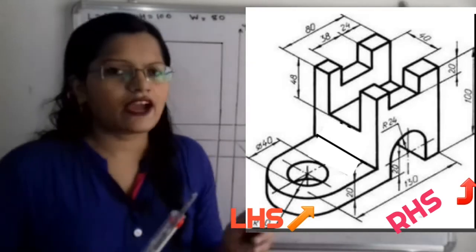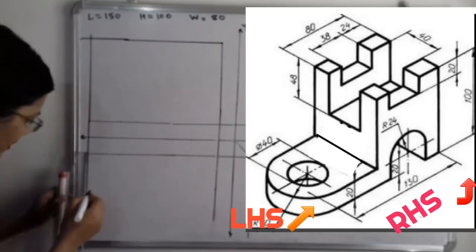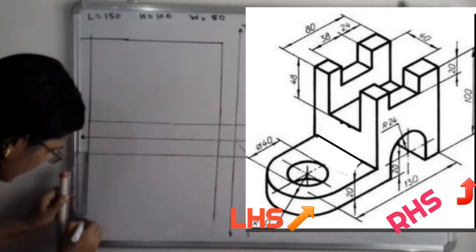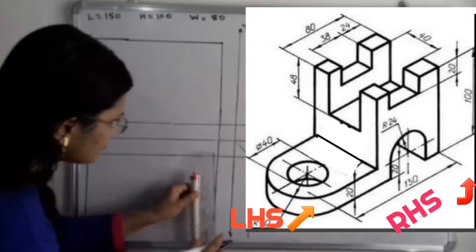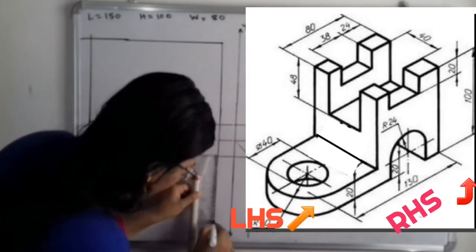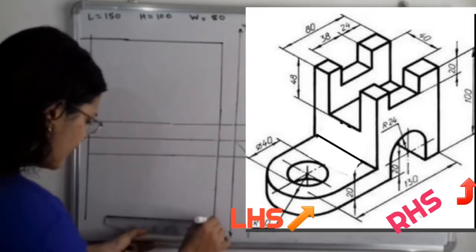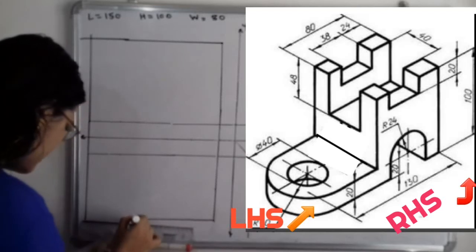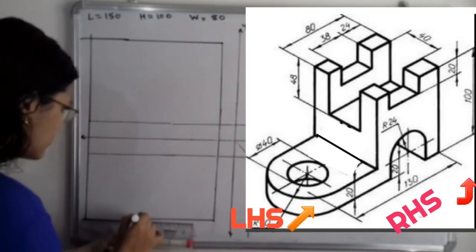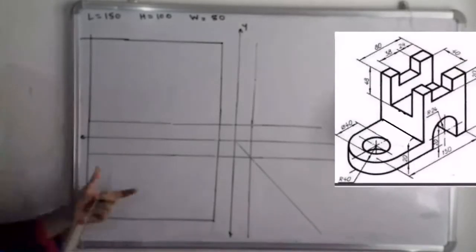Now we have to plot the width. So what is the width here? 80. So we have to select the point. Here I will select the point having width 80 millimeter. Now from these 2 points we have to draw the lines, so here is the top view.